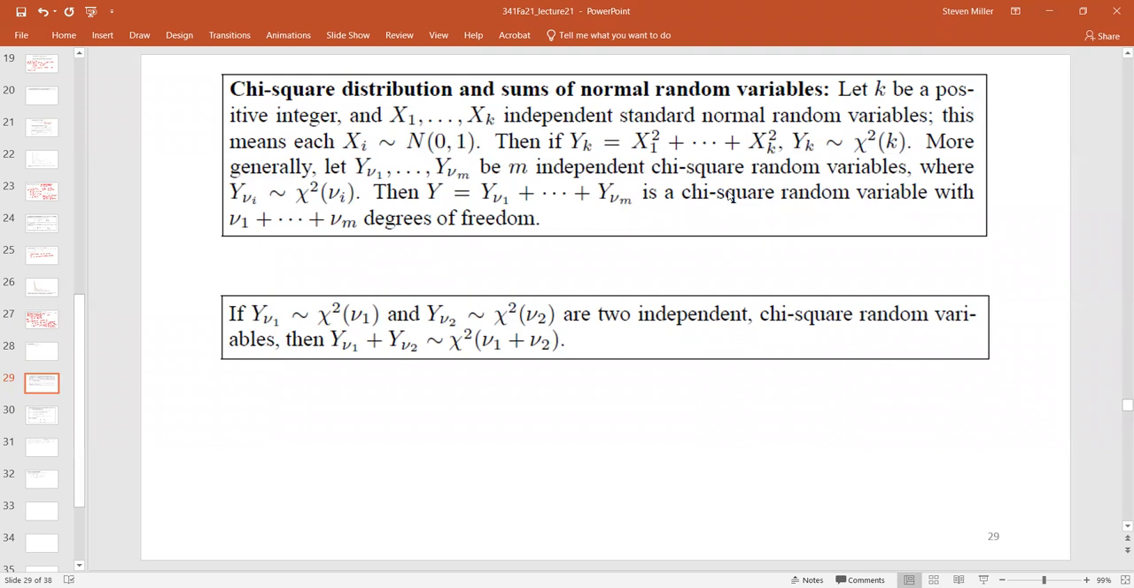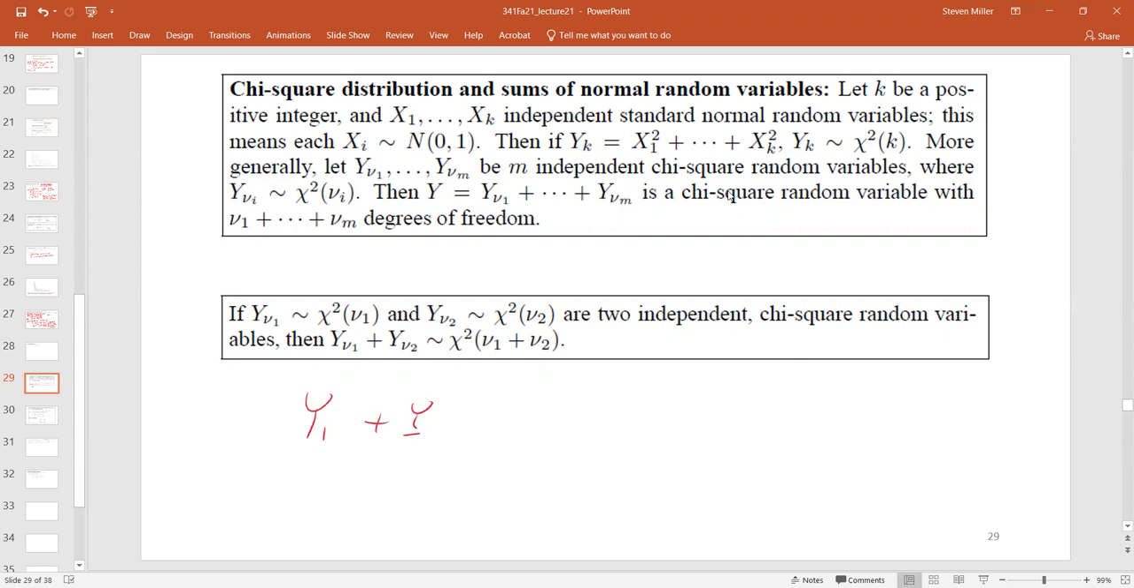More generally, if you just have a sum of chi-squared random variables with degrees nu 1 through nu m, then their sum is a chi-squared random variable with degrees nu 1 plus dot dot dot plus nu m. And it turns out to prove this, we only have to do it in the special case when we have a sum of two chi-squared random variables. If we can show the sum of two chi-squared random variables with parameters nu 1 and nu 2 is a chi-squared with parameter nu 1 plus nu 2, we're done by parentheses.